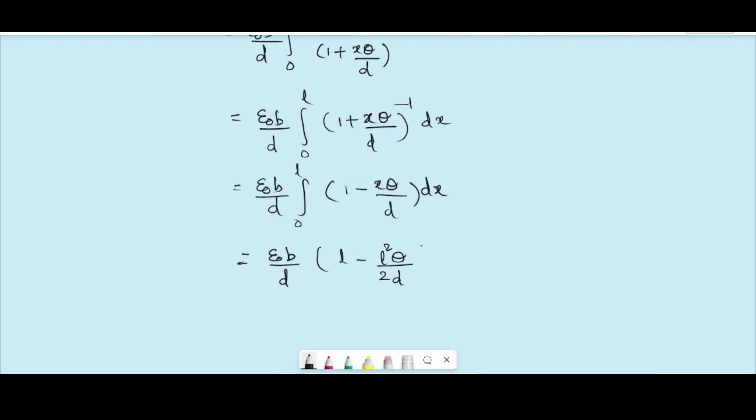After integrating and substituting the integration limits, the final capacitance is, if you take L common, then epsilon naught b into L, which is the area, by d into (1 minus L theta by 2d).